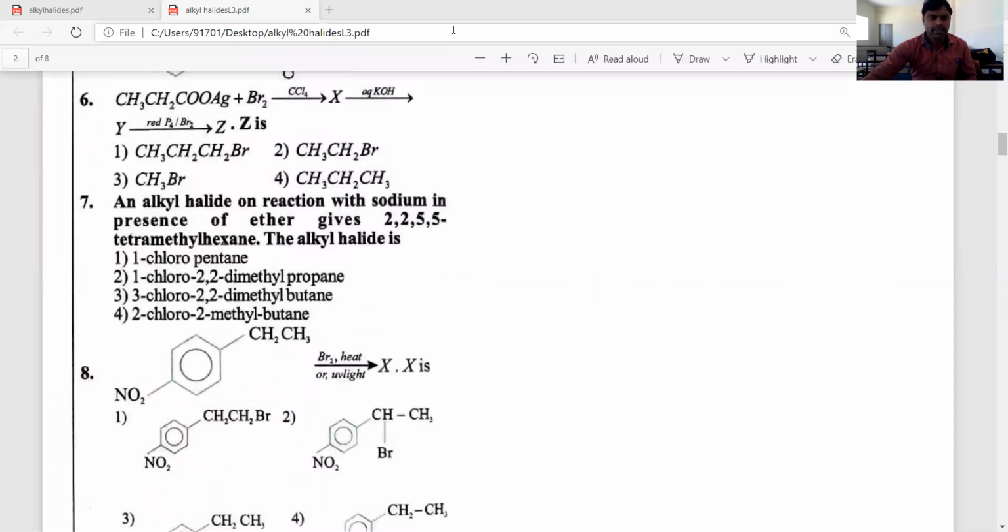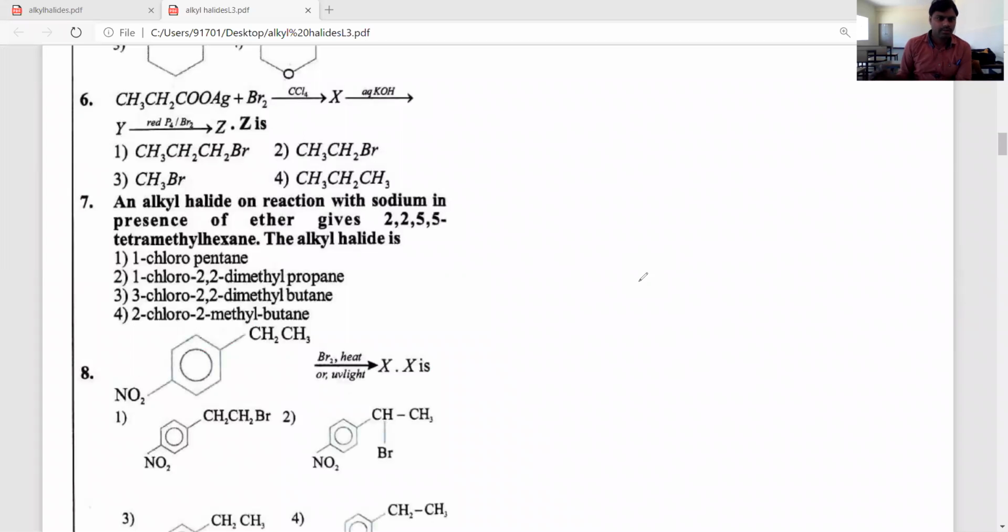The sixth one is very easy. Silver salts of carboxylic acid means Hunsdiecker reaction, my dear students. The sixth one is nothing but the Hunsdiecker reaction. So we have to remember named reactions and immediately identify what type of named reaction this conversion belongs to. CH3CH2COOAg is treated with bromine in the presence of carbon tetrachloride, a non-polar solvent. This is the Hunsdiecker reaction.